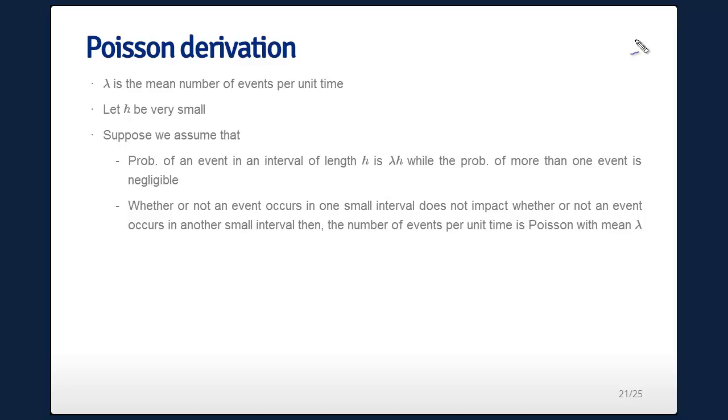Okay, so the Poisson derivation, this is where it comes from. The Poisson distribution comes about from the so-called Poisson processes. If you define a mean number of events per unit time, you let the window h that you're looking at be very small, and assume that in that interval of length h, the probability of an event occurring is lambda times h, while the probability of more than one event is negligible.